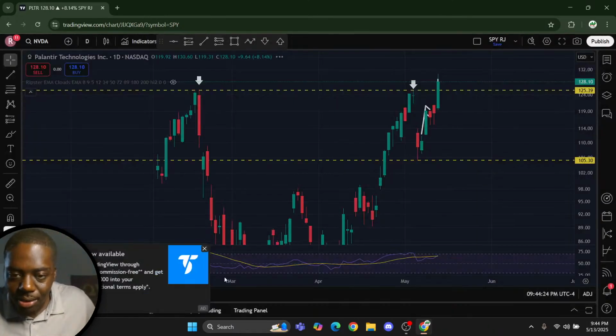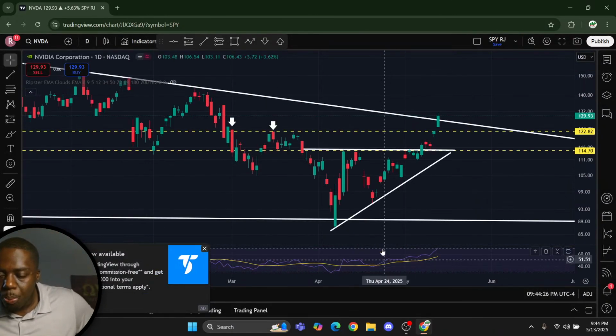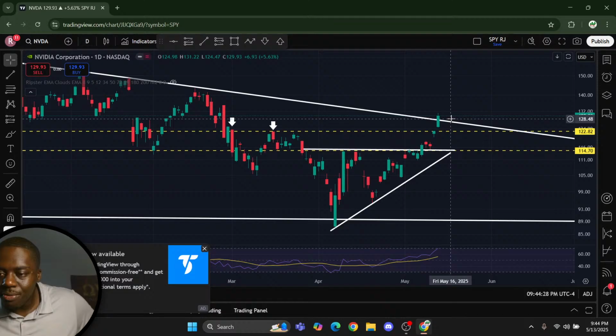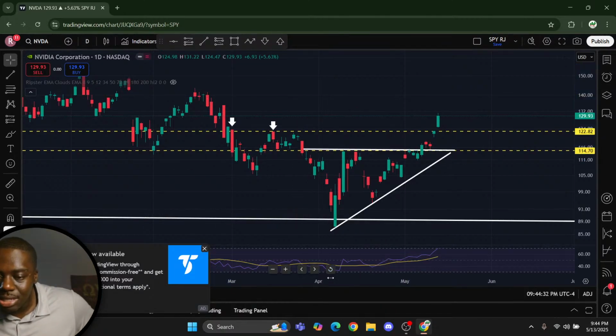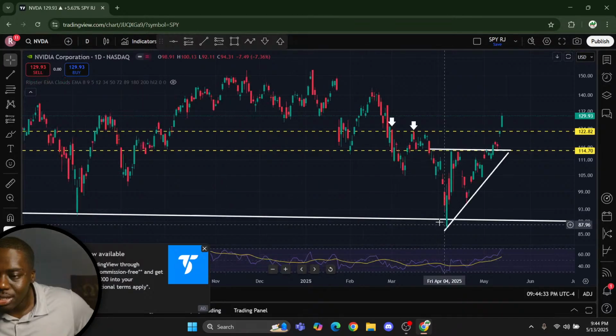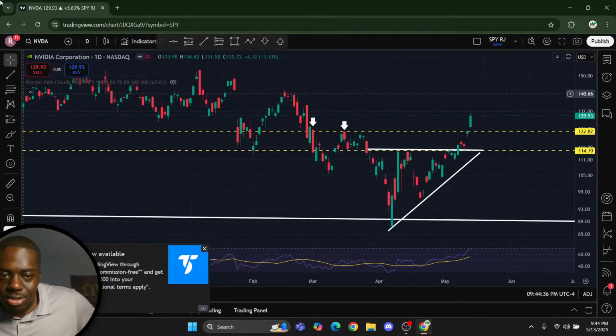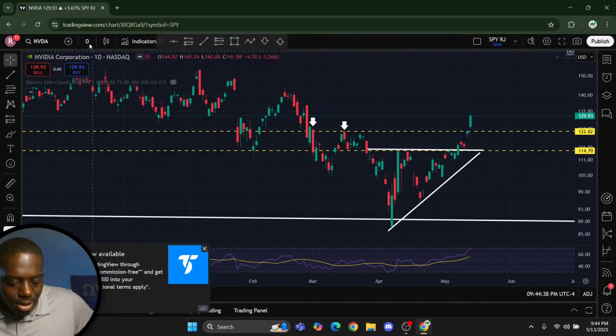What's another play that I gave? Another play that I gave here was Nvidia. Let me tell you guys why I gave the Nvidia play last week. One of the things you need to understand is time frames. Daily chart. This is a daily chart.